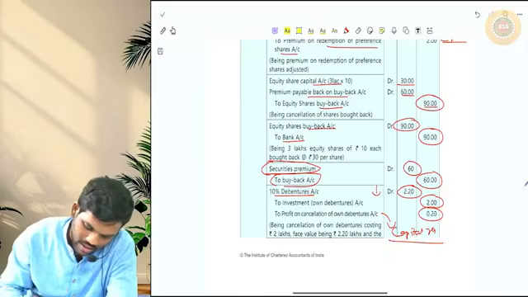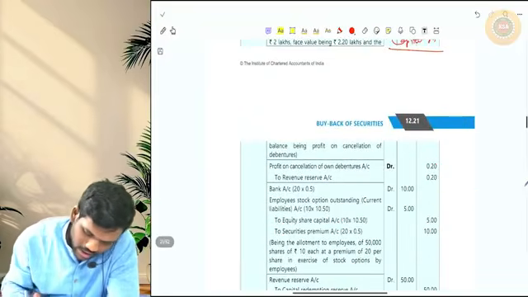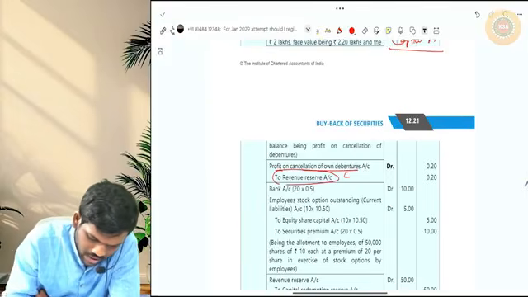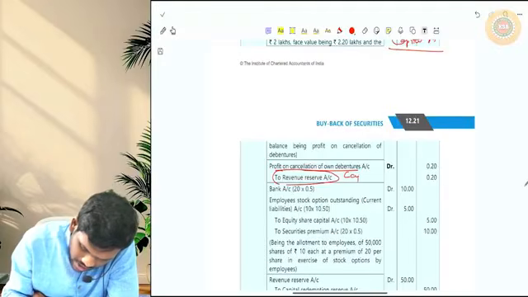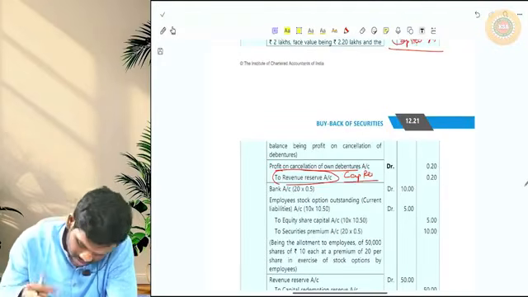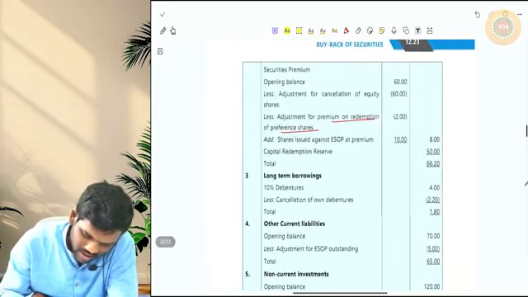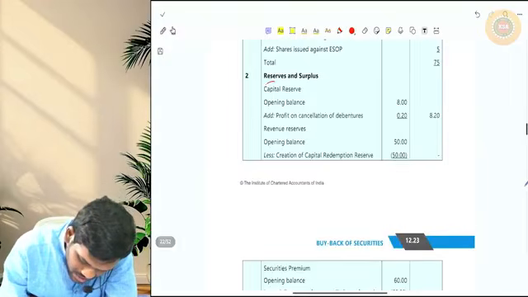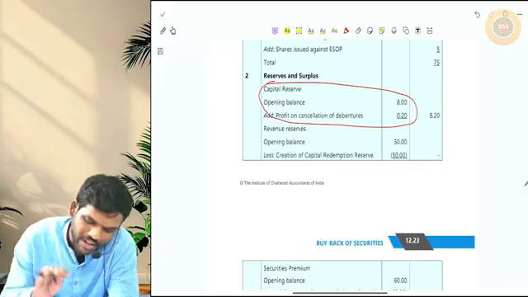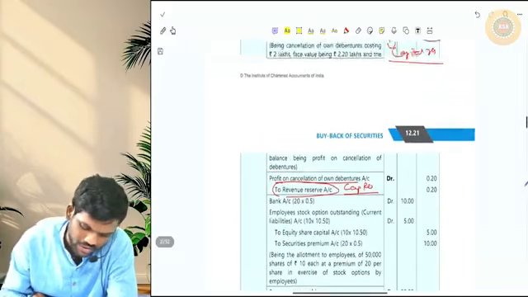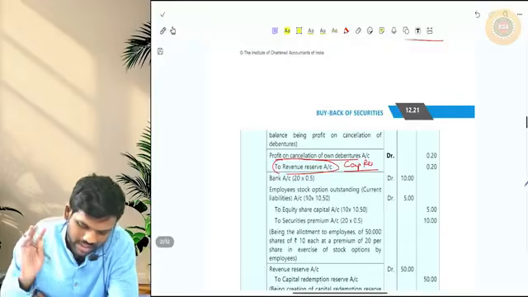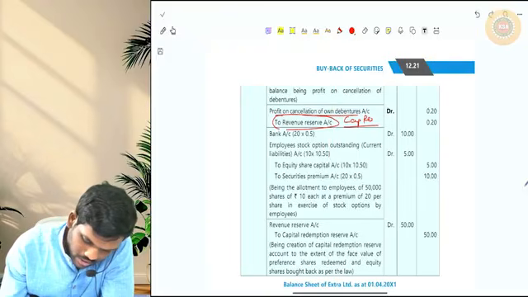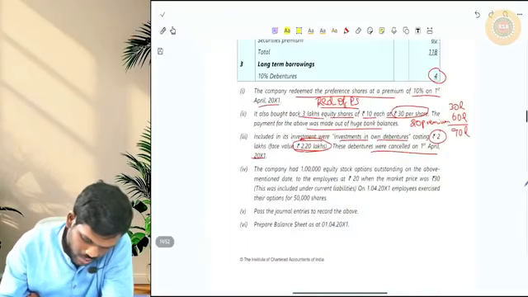Here also our ICA has committed a mistake in printing. So profit on cancellation of own debentures account debit to, they have passed it as revenue reserve. No, this should be capital reserve. See, again, here they have put revenue reserve. In notes to accounts, if you see, they have added this 20,000 to capital reserve. So they intended it to be capital reserve, but while printing, they made a mistake of revenue reserve. So corrected. Above also there was a printing error. Here also there is a printing error. So this is the entry for own debentures.